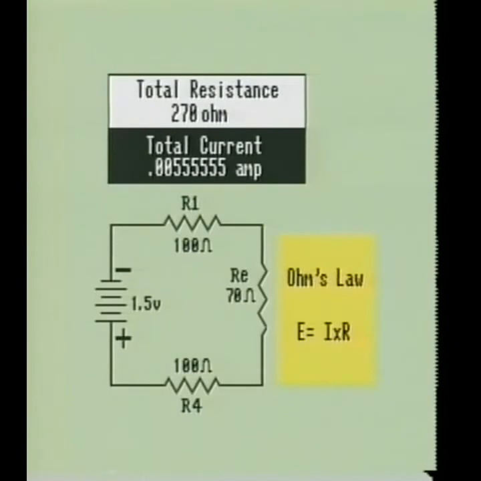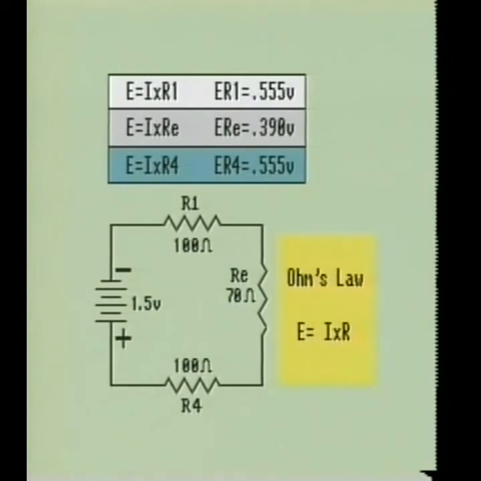We now know the total current flow and the resistance of the circuit, so we will now use Ohm's law formula E equals I times R to calculate for the voltage drop across each resistor. When we multiply the current times the value of R1, we show R1 has a voltage drop of 0.555 volts. When we multiply the current times the R2-R3 equivalent resistance of 70 ohms, we see that R2 and R3 will have approximately 0.39 volts. The actual voltage drop across RE is 0.388885 volts. When we multiply the current times the value of R4, we see that R4 has 0.55 volts across it.